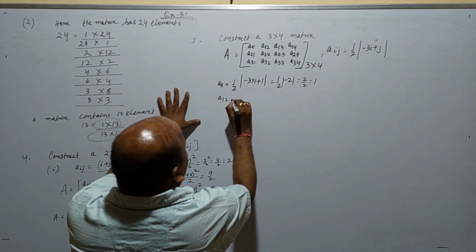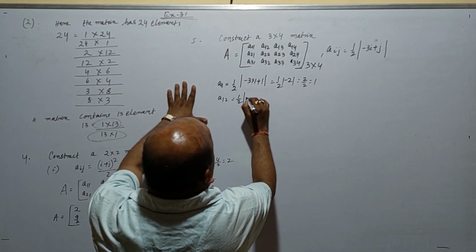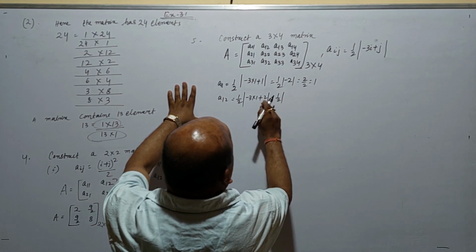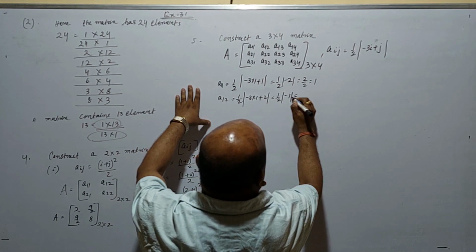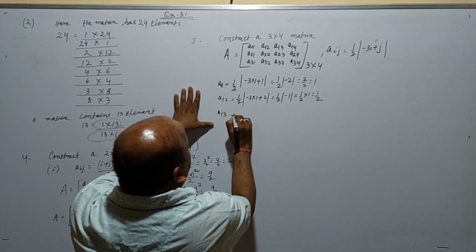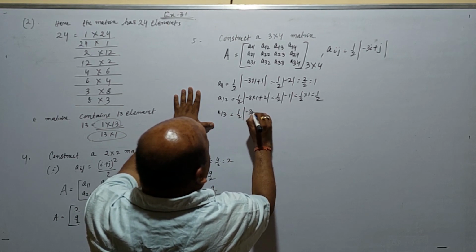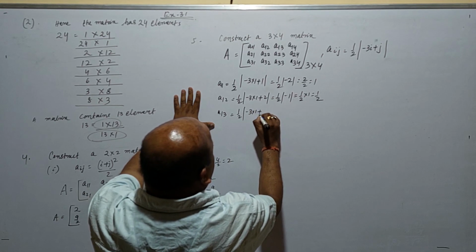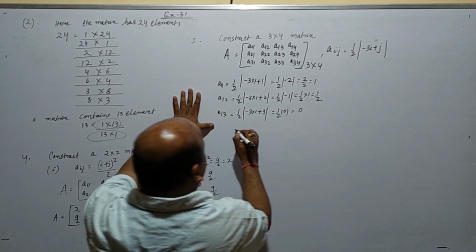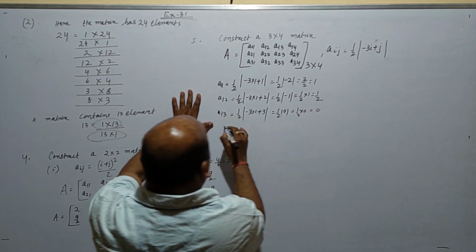Then a12: half into minus 3 into 1 plus 2. So it is half into minus 3 plus 2. It is minus 1 modulus value, so it is positive always. So it is 1 by 2. A13: half into minus 3 into 1 plus 3. So it is half into 0 modulus, that is 0. Right? Half into 0 equal to 0.